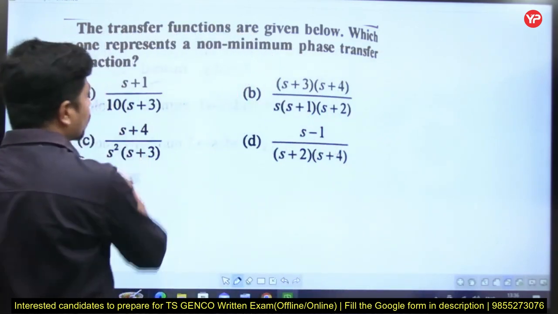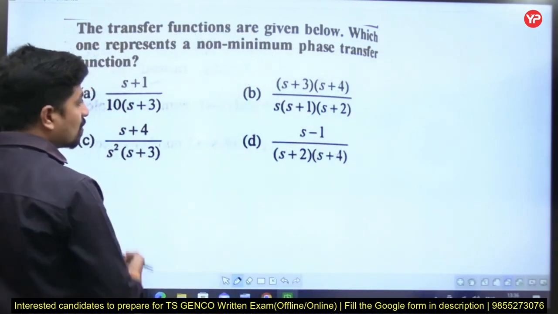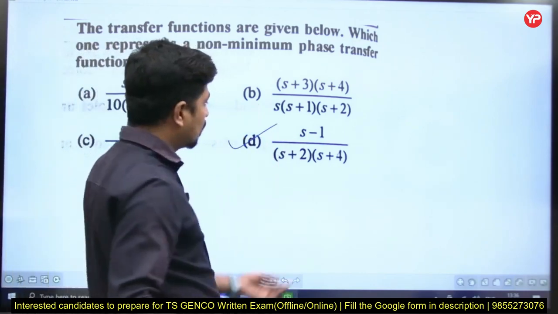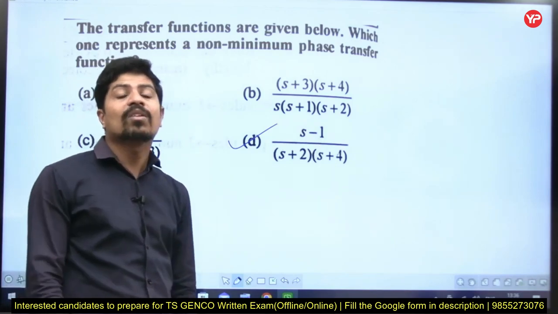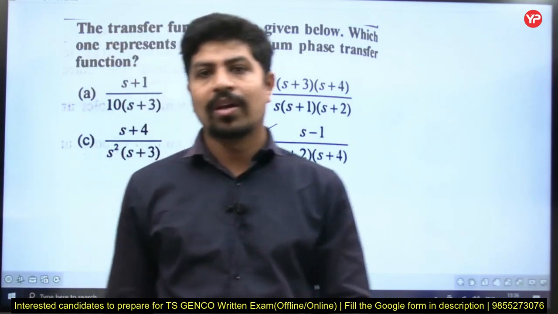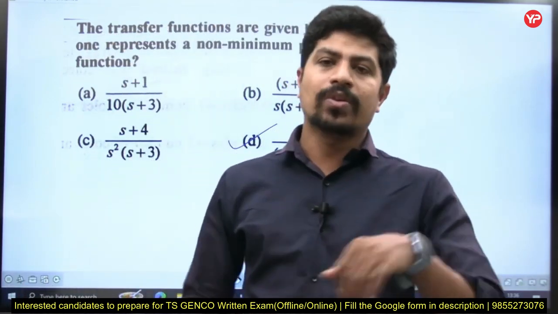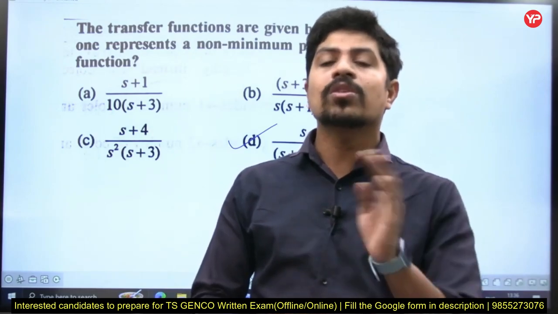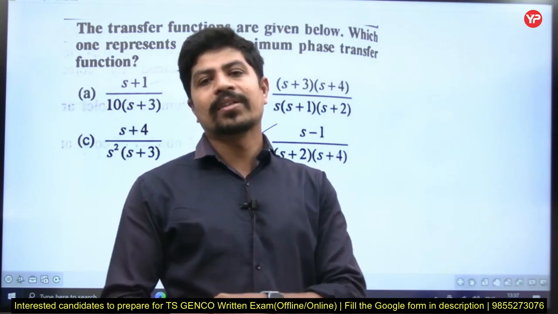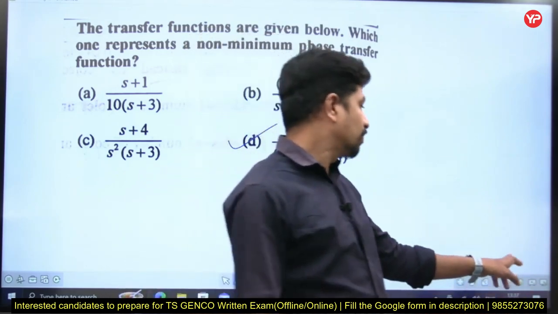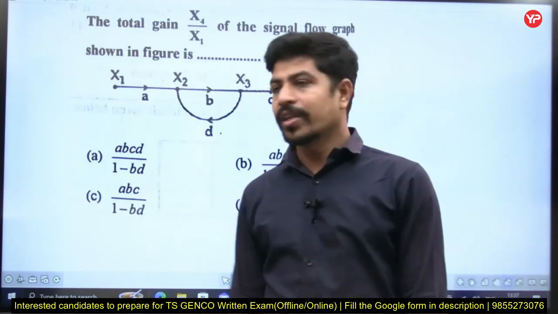This is minimum phase, this is minimum phase, this is minimum phase, and this is the non-minimum phase. It is having one zero in the right half S plane. If any pole or zero of an open loop transfer function, or any zeros of the closed loop transfer function, lies in the right half of S plane, it is called a non-minimum phase system. Next question, read it please.